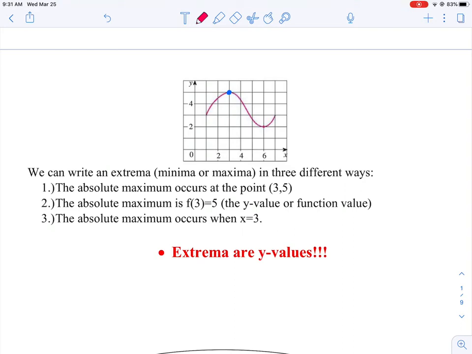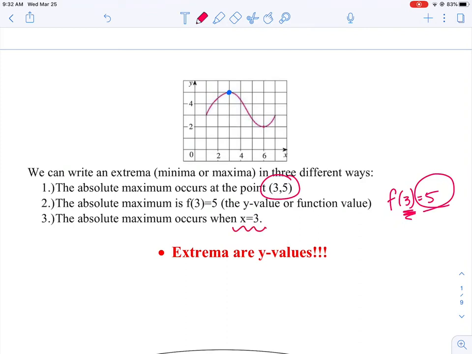If I gave you this picture, we can ask the questions a couple of different ways. And so we can write an extrema, either a maximum or a minimum, a couple of different ways. We could say that the absolute maximum occurs at the point 3, 5, so using it as a point. We could say that the absolute maximum is f of 3, which equals 5, and so it happens when x is 3, but the maximum value is 5, so a little bit more of a function notation idea. A third way of saying it is we can say that the absolute maximum occurs when x is 3.